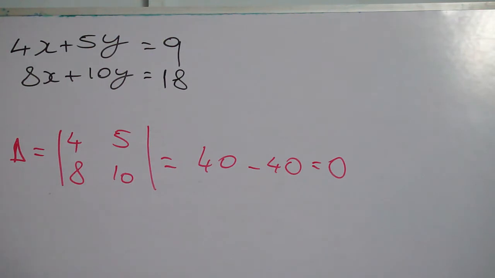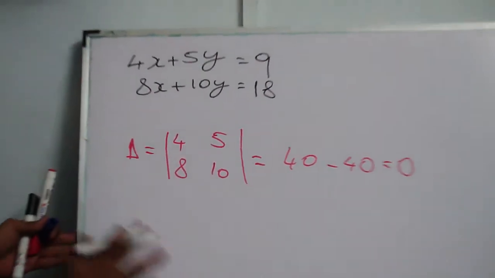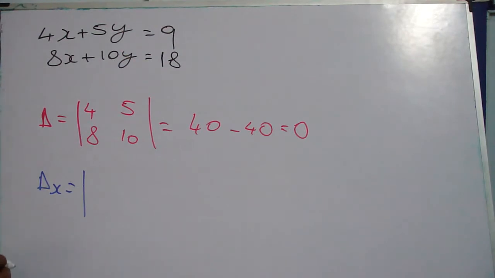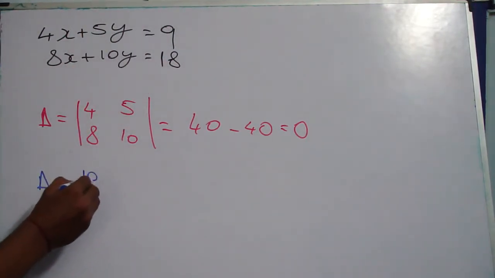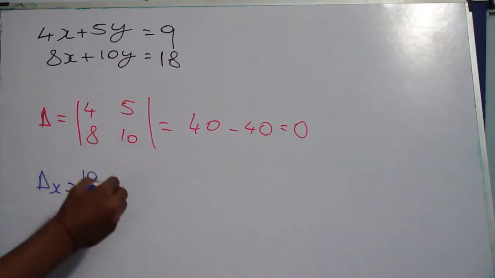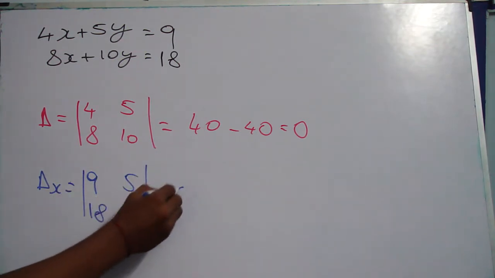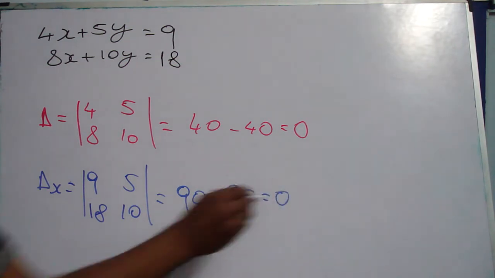Then we have to find del x. Del x is equal to, instead of the x column I am going to write 9 and 18, and in the y column 5 and 10 are there. If we open the determinant, 90 minus 90 will give you 0.